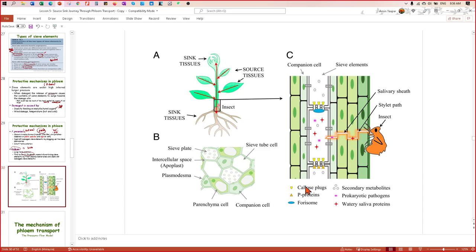Yeah. So you can see that these are the callus plugs, and also these are the P-proteins. Are they present? Yes, P-protein is present in a small amount in the phloem. But they will be produced more, especially the callus plugs, when damage happens. Okay?